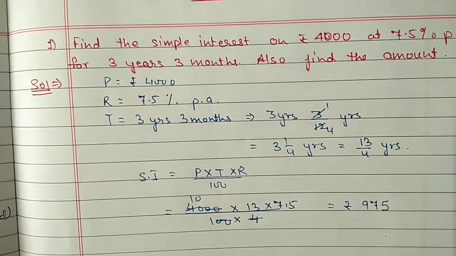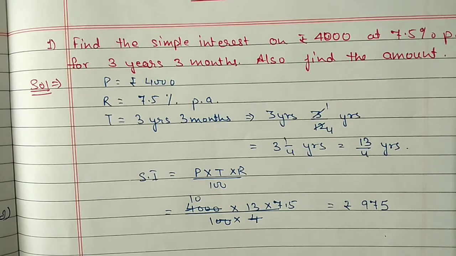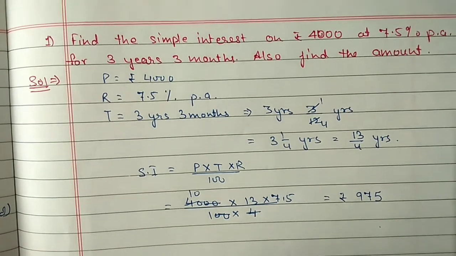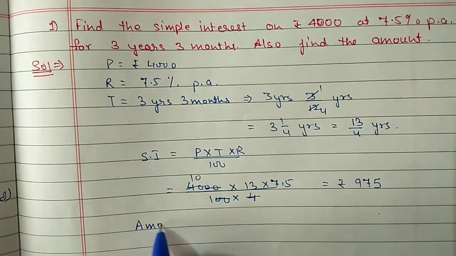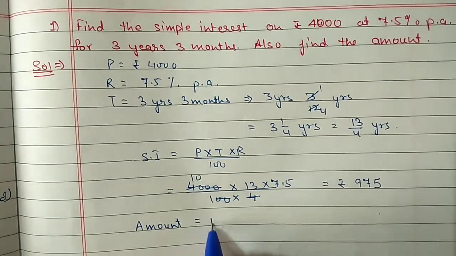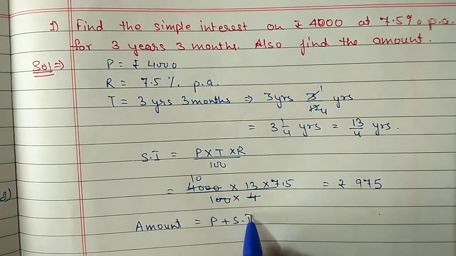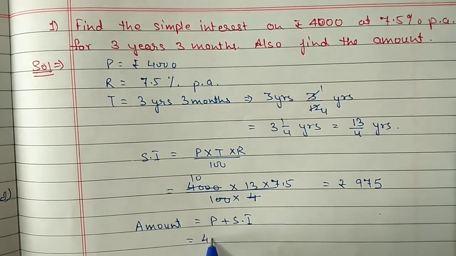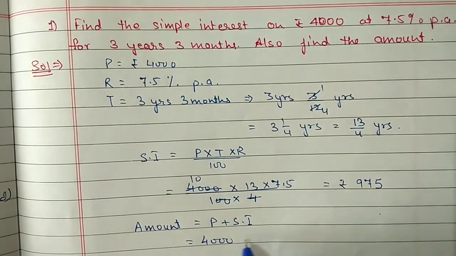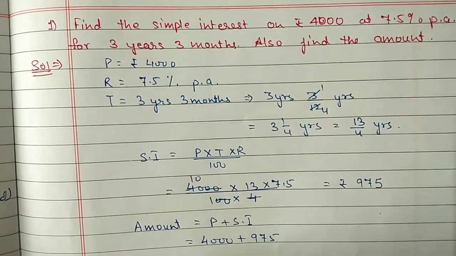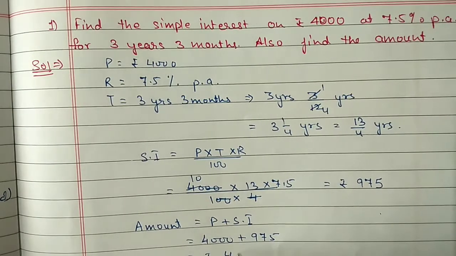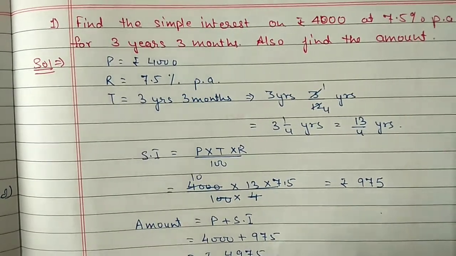It means the simple interest for 4000 rupees is 975 here, and we have to find out the amount also, and we know amount is equal to principal plus simple interest. So the principal money is 4000 rupees and simple interest is 975 rupees. So finally it will be 4975 rupees.